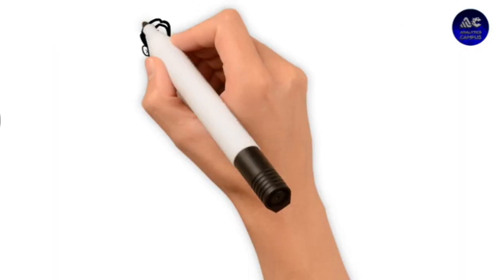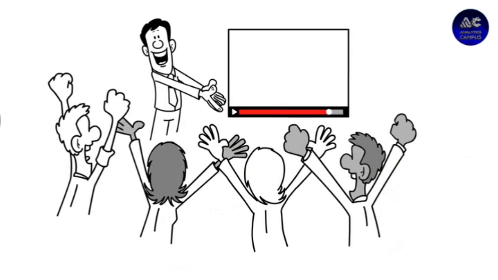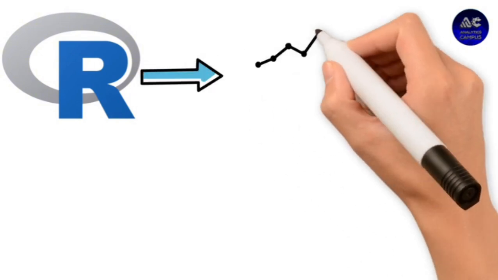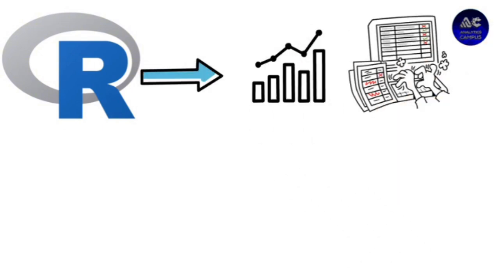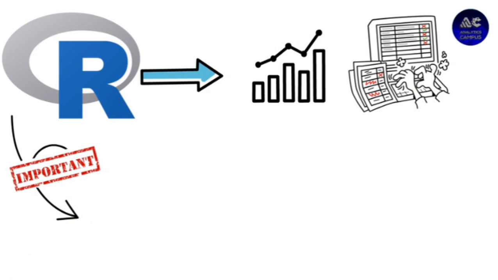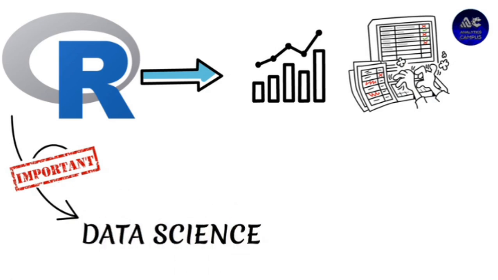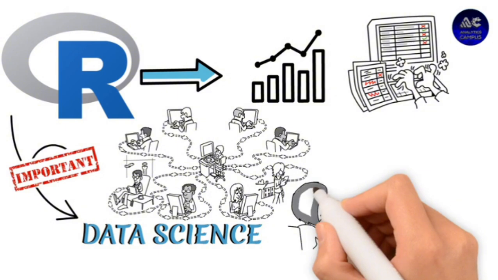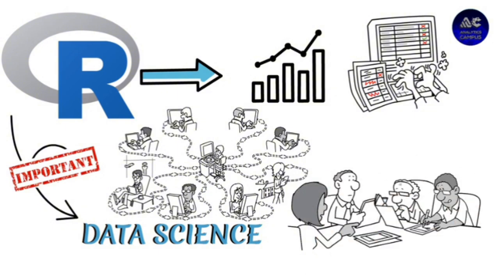Today, I will be discussing and illustrating the importance of R programming for data science. R is an open-source programming language that is widely used as a statistical software and data analysis tool. R is an important tool for data science. It is highly popular and is the first choice of many statisticians and data scientists.